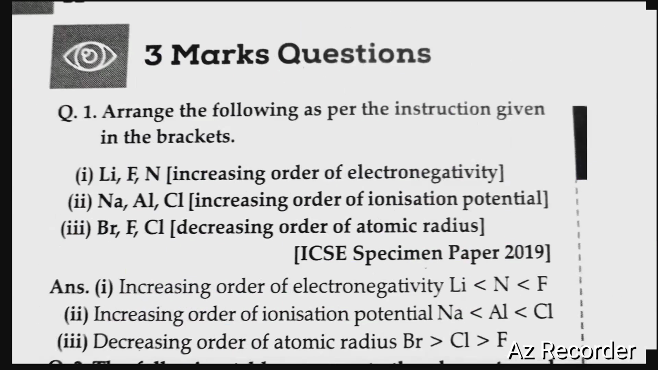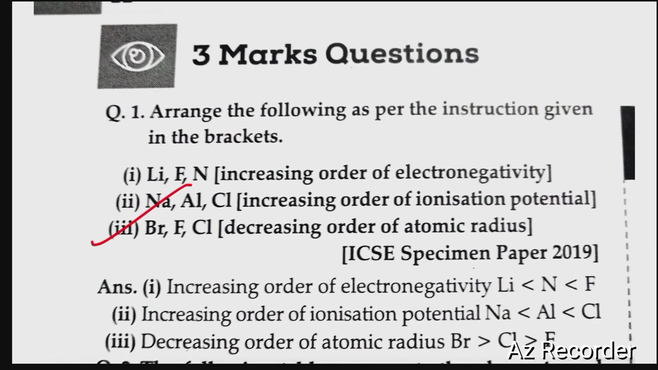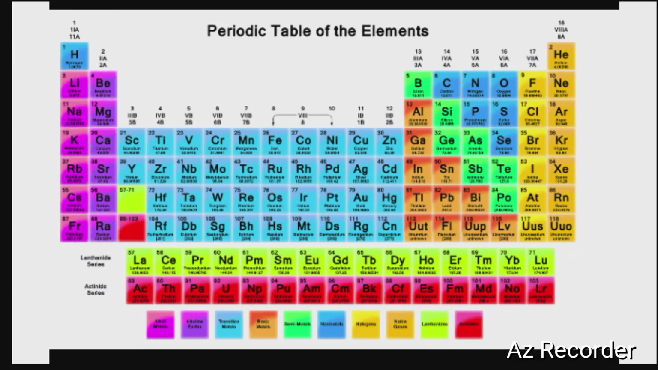Okay, now the next question: bromine, fluorine, and chlorine in the decreasing order of atomic size. Let's mark these: bromine, fluorine, and chlorine. Atomic radius or atomic size.